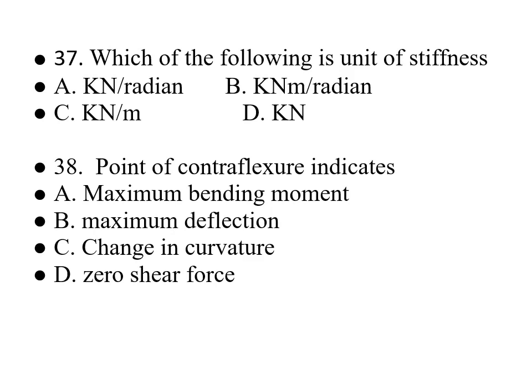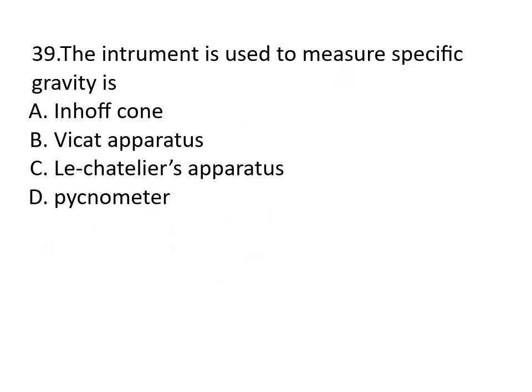In 38th question, point of contraflexure indicates. Option A, maximum bending moment. 39th question, the instrument used to measure the specific gravity is the pycnometer, option D. And Imhoff cone is used to measure the settleable solids, Vicat apparatus is used to measure the consistency, and Le Chatelier apparatus is used to measure the soundness of the cement.